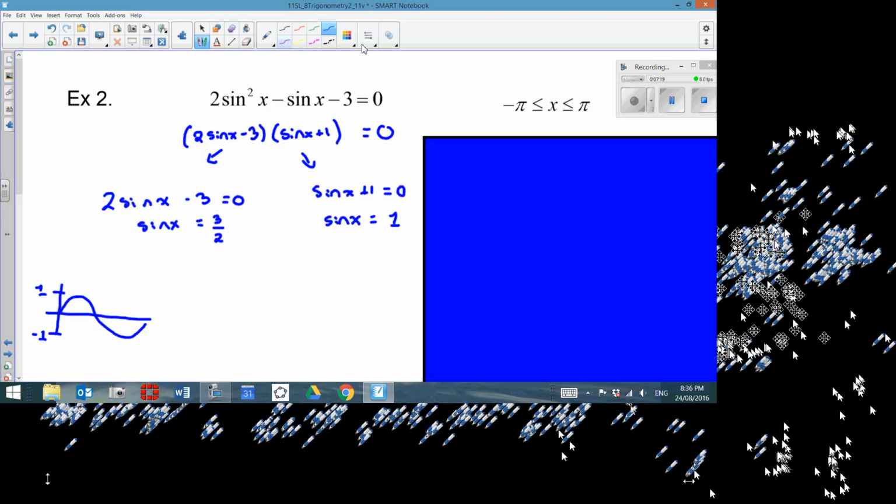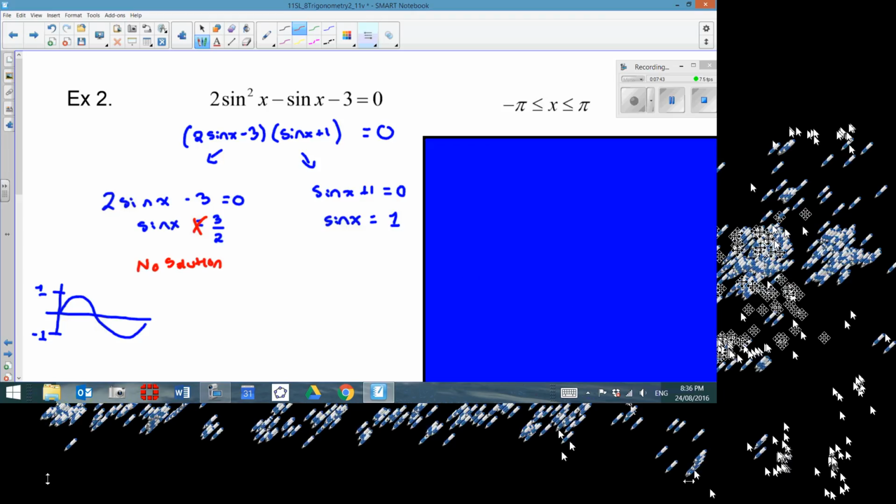So automatically, when we see a value that we're trying to identify an angle for, to get a trig ratio of more than 1 or smaller than negative 1, it's a big red flag, okay? Not going to work. So there is no solution with this possible factor being set equal to 0. So we are not going to get an answer from this factor.